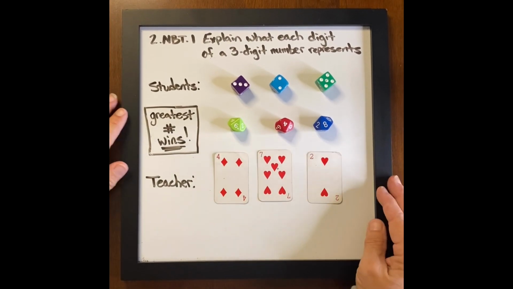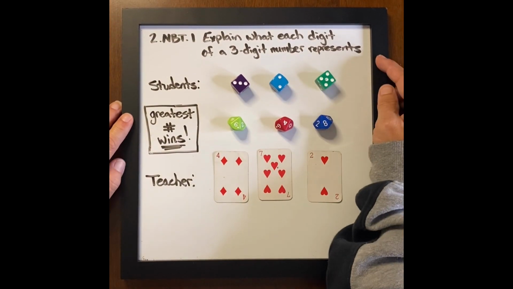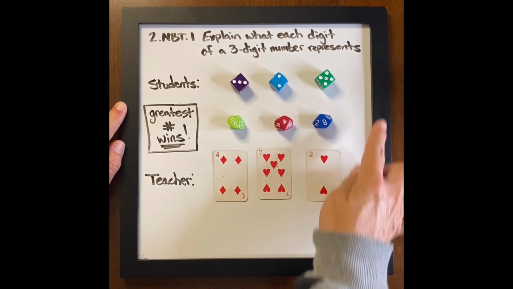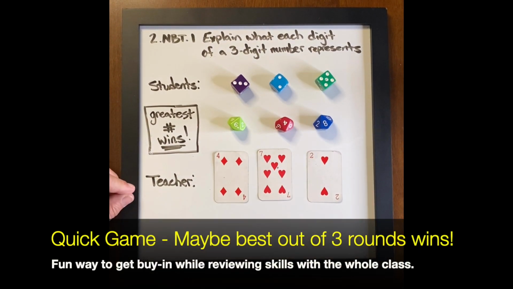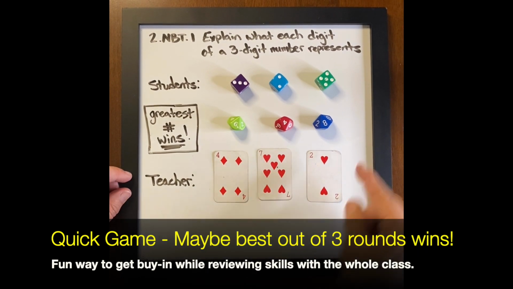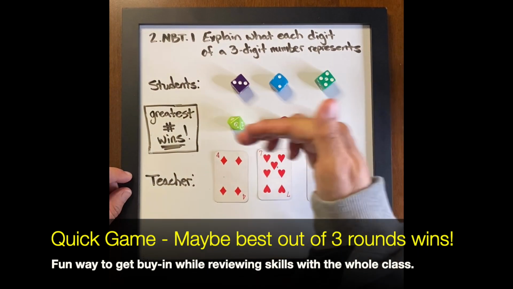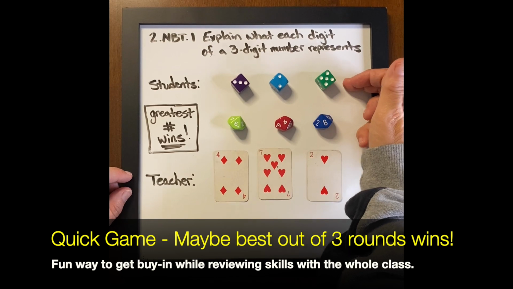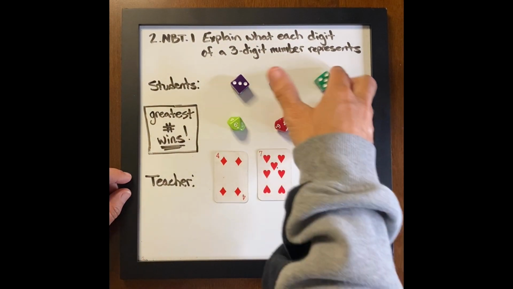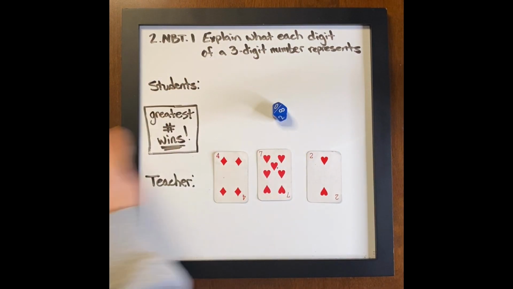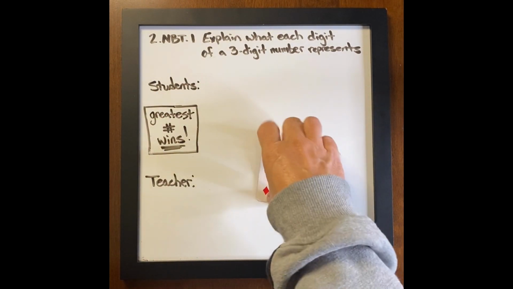As we're building upon our understanding of explaining what each digit of a 3-digit number represents, let's go ahead and play a students versus teacher very quick game. You can place a whiteboard under the dot cam. This is a great activity to do with 3 6-sided dice, 3 10-sided dice, or playing cards. I personally like the playing cards for this activity because it's a lot easier to see.